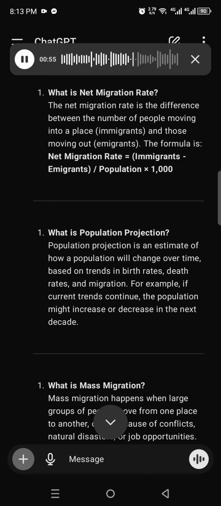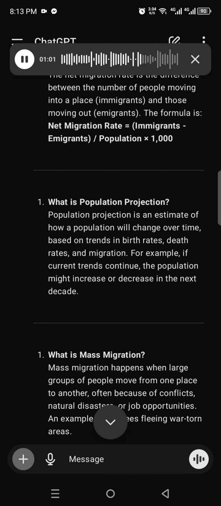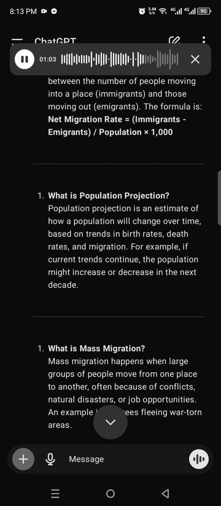9. What is population projection? Population projection is an estimate of how a population will change over time, based on trends in birth rates, death rates, and migration. For example, if current trends continue, the population might increase or decrease in the next decade.